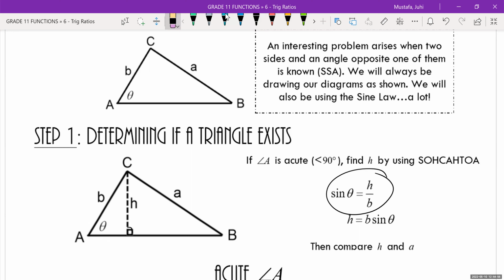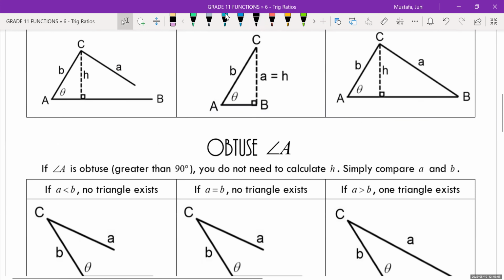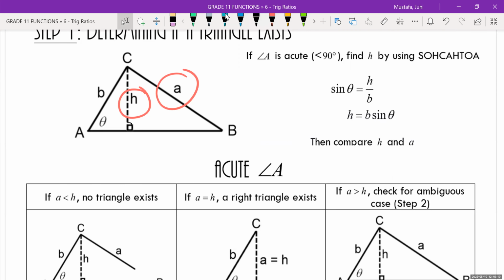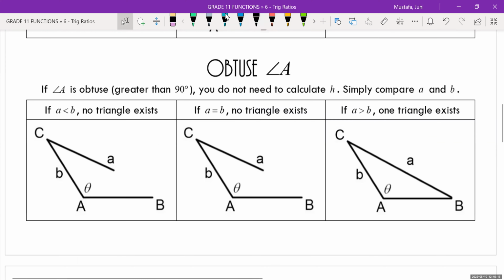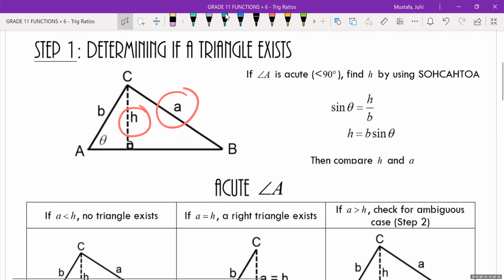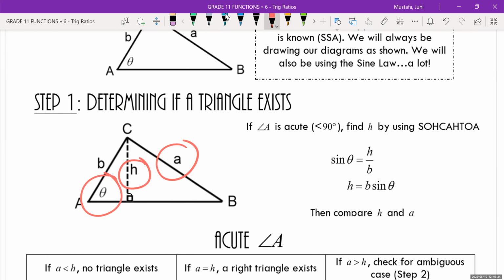Once you have done that and you now have a value for H, step number two is you are going to be comparing your H and your A values. Now, there are actually two different sets of rules depending on what kind of angle you have. I'm going to start with the rules for an obtuse angle. What does the word obtuse mean? If this angle given to us right over here is greater than 90 degrees, it's an obtuse triangle. Actually, if it's an obtuse triangle, you don't even need to calculate H.